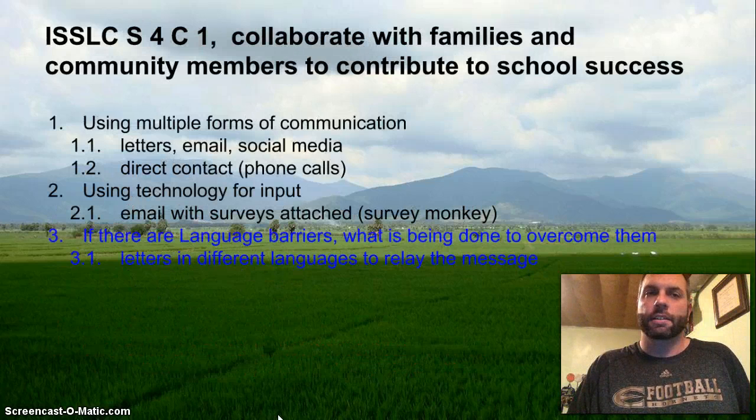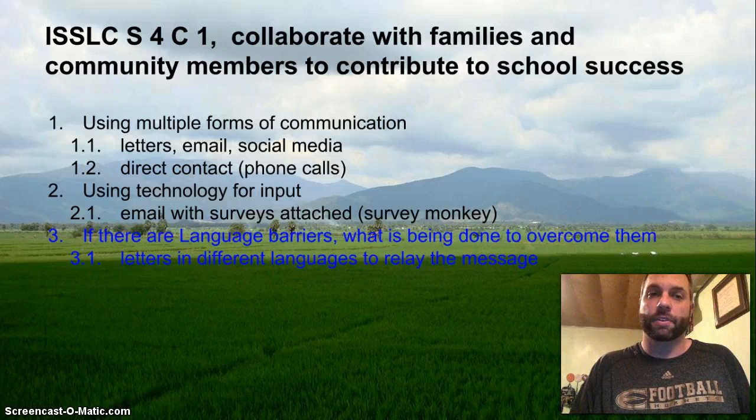The ISLLC Standard 4, Component 1: collaborating with families and community members to contribute to school success. Communication: using multiple forms of communication, letters, emails, social media, direct contact, phone calls, door knocking. Get out there and talk, collaborate, visit, find help, find problem solving, using technology for input if available, emails with SurveyMonkey attached.